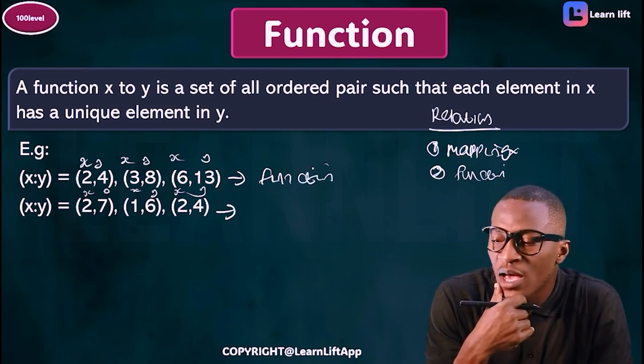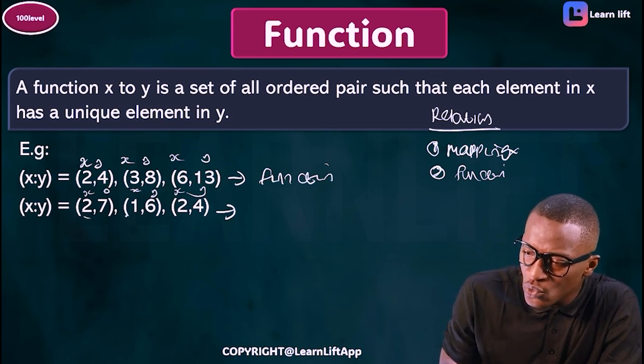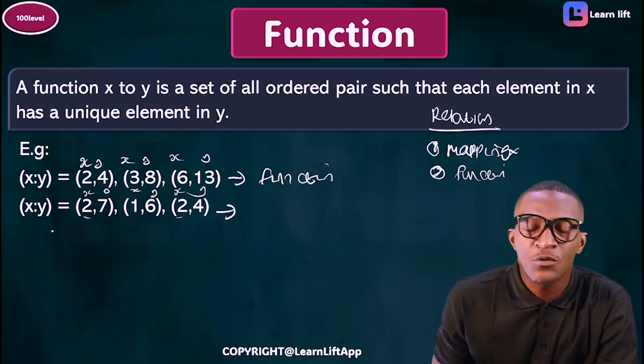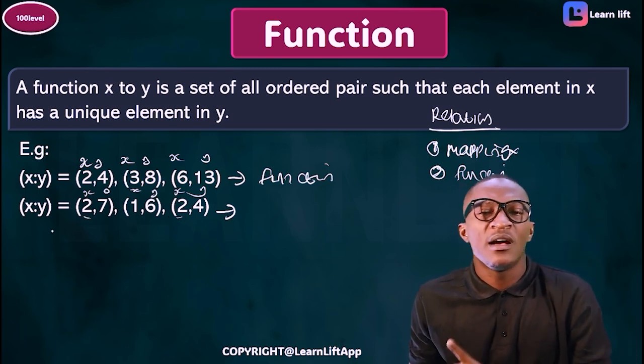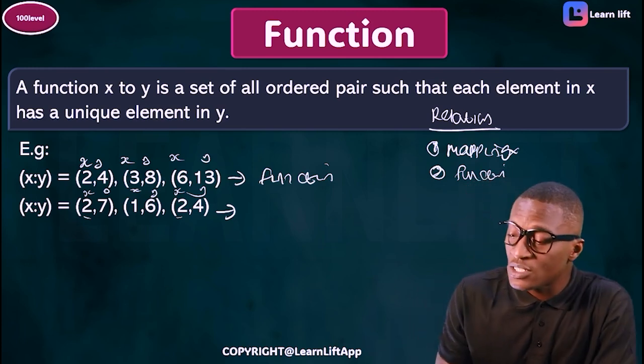Now, let's check the second one. We have (2, 1) and (2, ...). Look at it. Check the X values. 2, 1. These two are married twice. You cannot be married. You cannot say this man is your father and say another man is your father. So because the X values are repeating, it's not a function.